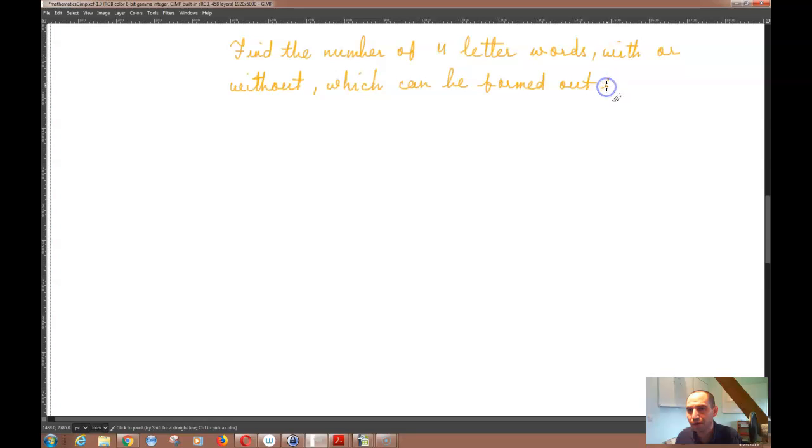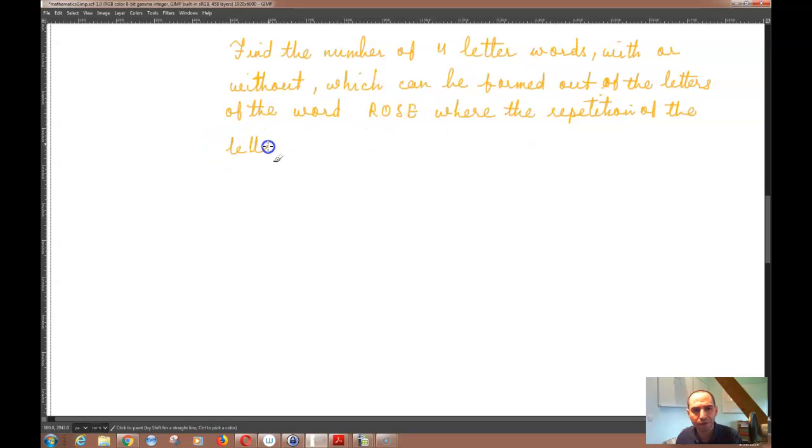Out of the letters of the word ROSE, where the repetition of the letters is not allowed.